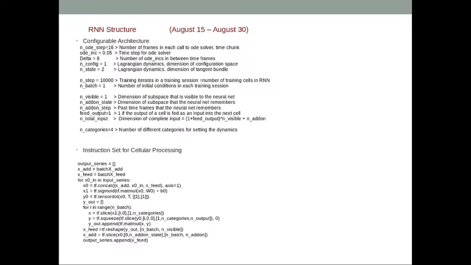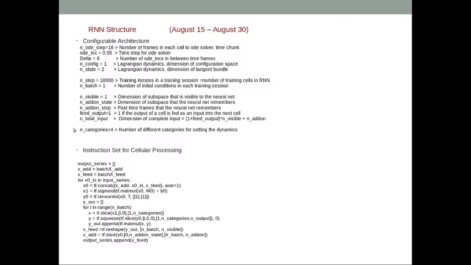Feed output equals 1. That's 1 if the output cell is fed as an input into the next cell. So if you feed the output into the next cell, then perhaps the next cell, or the neural network, can learn how to correct itself. It can recognize, oh, I've made an error in my previous prediction. Now, how can I correct that error to make a better prediction for my current prediction? And the dimension of the complete input is given by n total input.